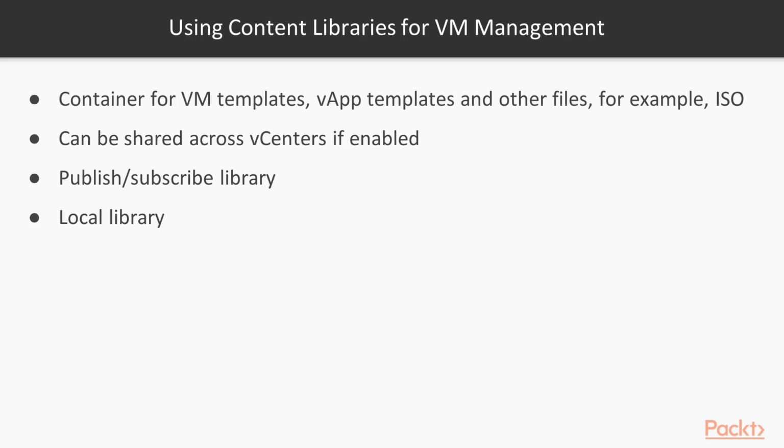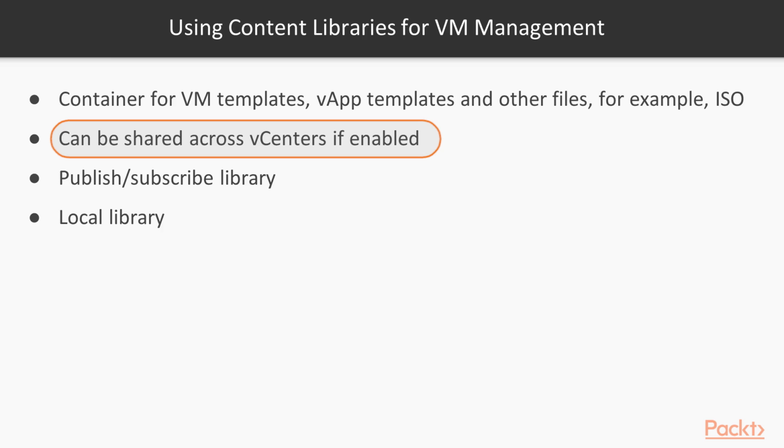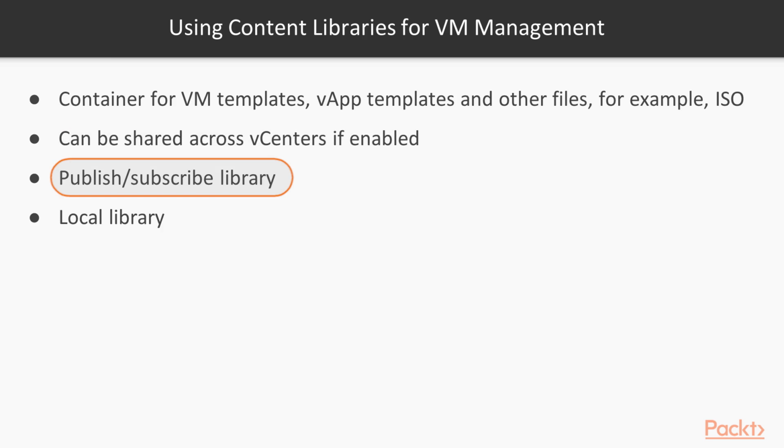We will begin by briefly talking about content libraries for virtual machine management. We have a separate section on content libraries later on in this course. Basically, the content library is a container for virtual machine templates, for virtual app templates, which we are also going to cover in this video, and for other ISO files, for example. It can be shared across vCenters and obviously gives you consistency across the actual template or the file, so that you could store your ISO file in one specific place and in a content library, and then you can publish from that library to other libraries.